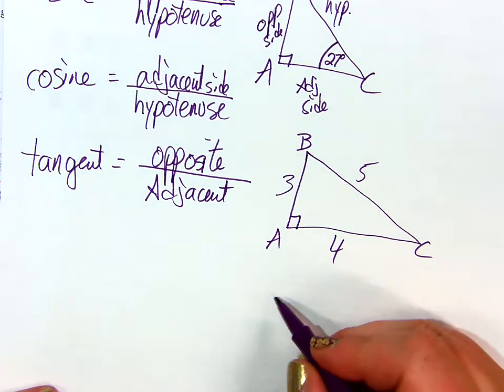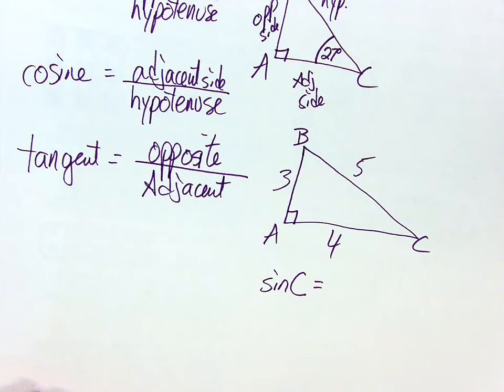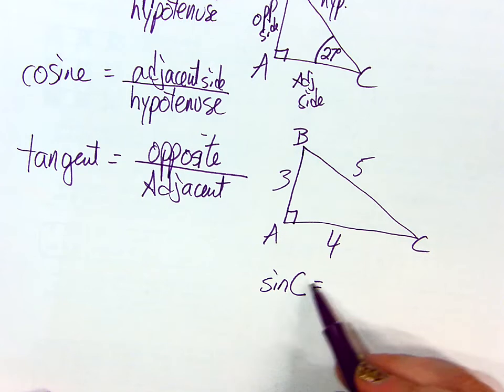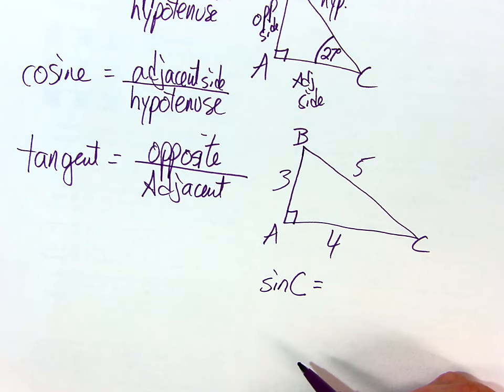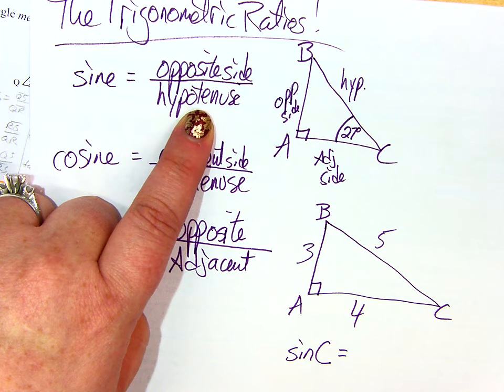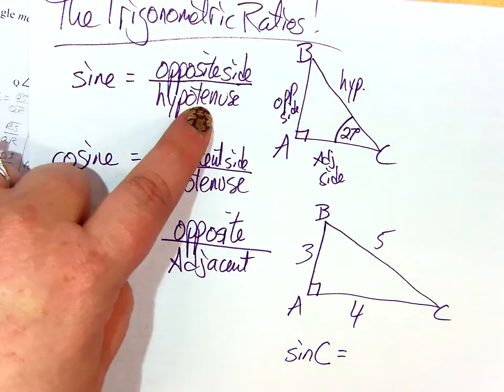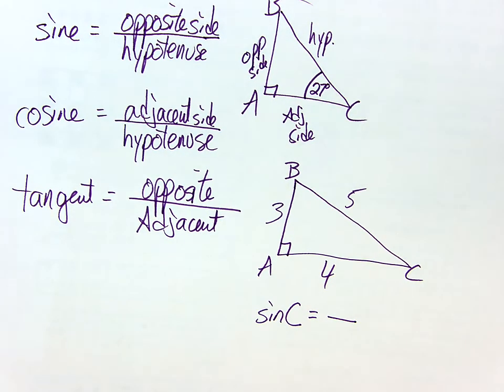If I wanted to find the sine of angle C, that's how we would write it. When you abbreviate sine, we drop off the E and just use the first 3 letters, and then I put whatever angle I want to find the sine of right next to it. According to what we just said, the sine of an angle is equal to the opposite side divided by the hypotenuse. So if I'm looking at angle C, what side is opposite angle C? The side marked 3, which is BA, and then I would divide that by the hypotenuse, which is 5.